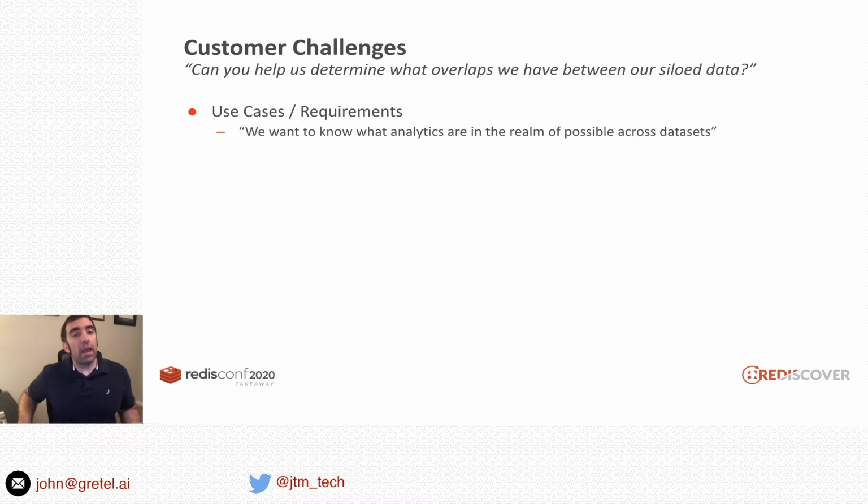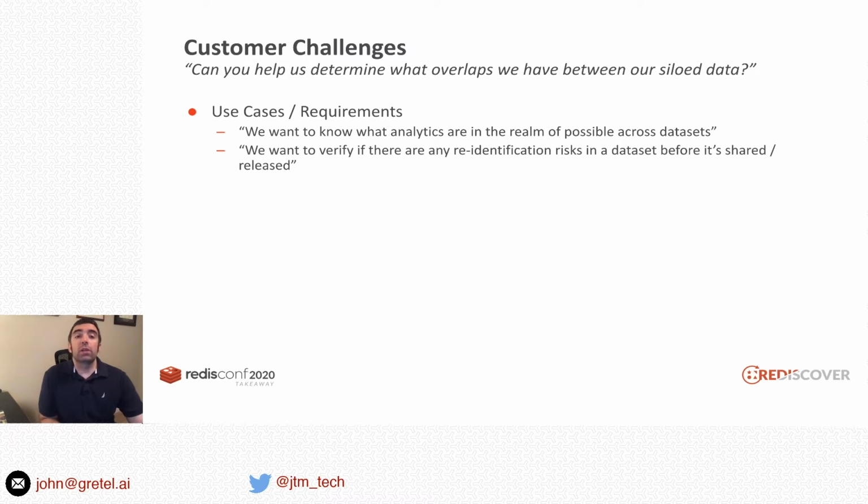So some of the use cases we have is customers want to know what analytics are in the realm of possible across data sets. So this would be looking to determine if two data sets can be joined so that net new insights can be generated between that data. Additionally, they want to verify if there's any re-identification risk in a data set before it's shared or released. So this would be making sure that if you are going to release a data set and it turns out that some of the columns or elements can be joined with a publicly available data set or another data set that another company or organization has, you want to mitigate that risk before you even release it.